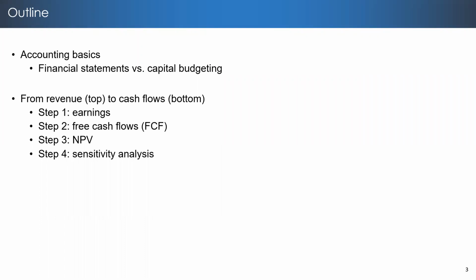There are a few important steps that we're going to do. First of all, we're going to calculate the earnings. And we're going to start from the earnings to get the free cash flow. The third step is to get net present value from the free cash flow. And the final step, which is often very important, is called sensitivity analysis.